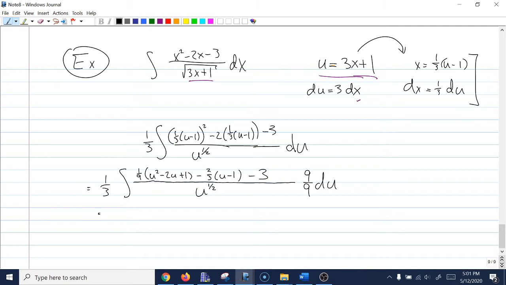I'll get 1/3 integral of, I get 9u to the 1/2 down here. 9 times this gives me u squared minus 2u plus 1. 2/3 of 9 is 6 u minus 1s. Minus 9 times 3 is 27. This 9 on bottom is a constant of 1/9 I can pull out of the fraction. 1/9 and 1/3 will make 1/27 outside.